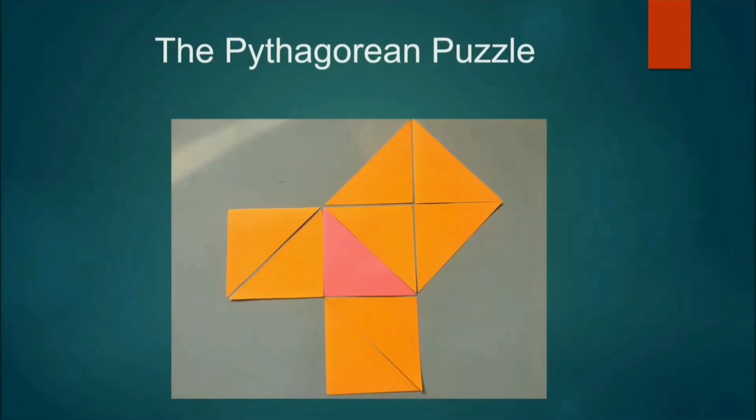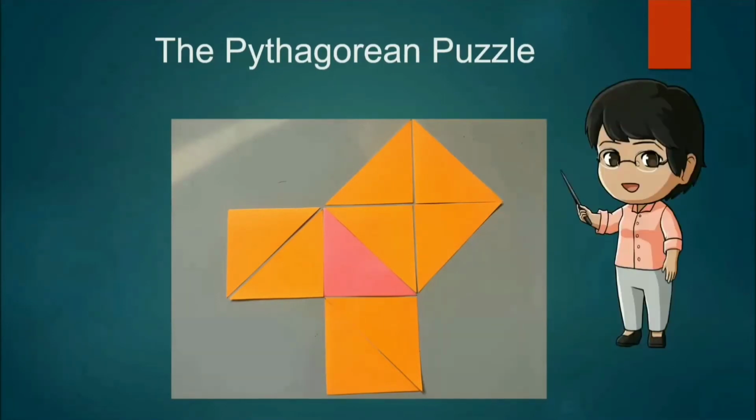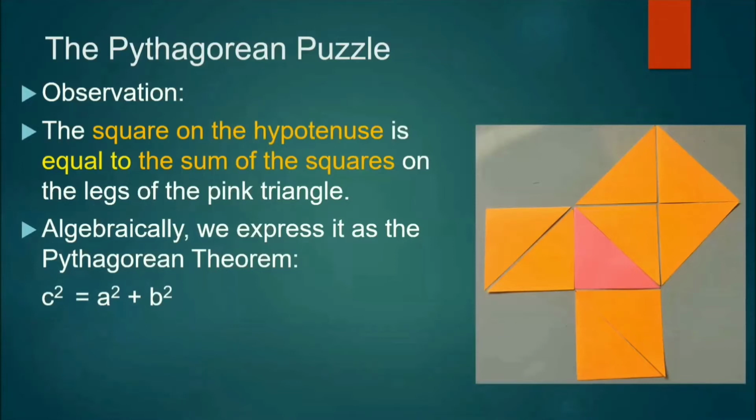By observation, we know that the square on the hypotenuse is equal to the sum of the squares on the legs of the pink triangle. Algebraically, we express it as the Pythagorean theorem: c squared is equal to a squared plus b squared.